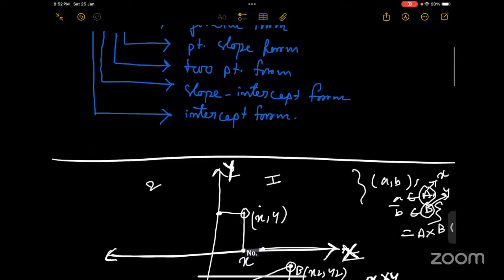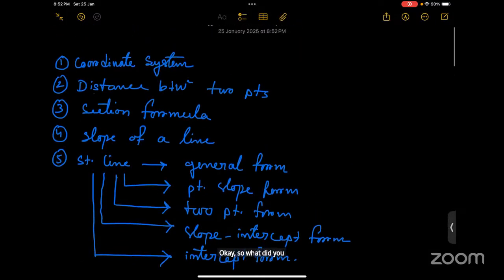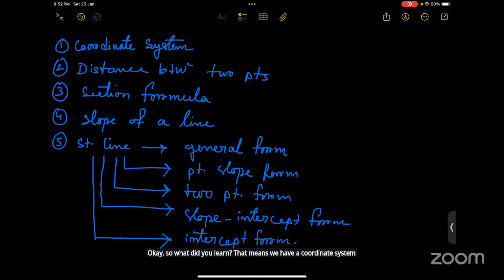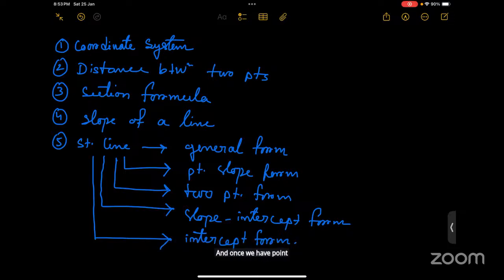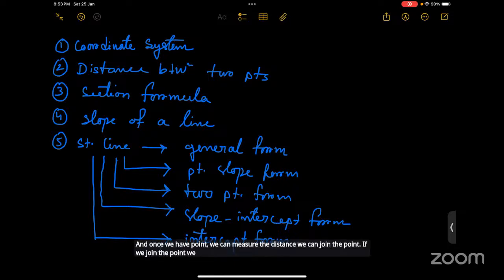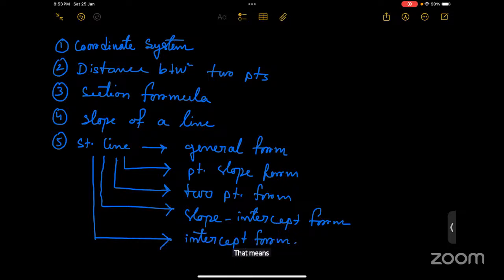Okay. So what did we learn? We have a coordinate system. If we have the coordinate system, we should have the elements of the coordinate system. The typical elements of the coordinate system are points, that means points from the sets. Once we have points, we can measure the distance. We can join the points. If we join the points, we will get a line. That means we can get another element in our set. So a line is another element, joining 2 points, right?